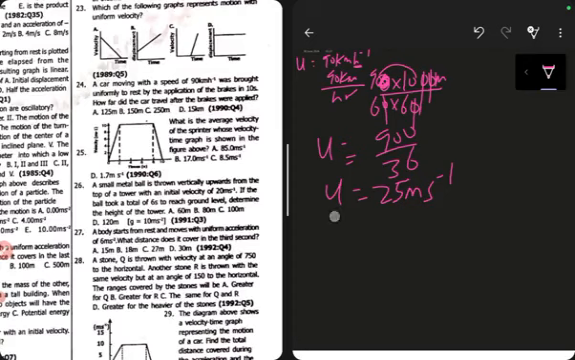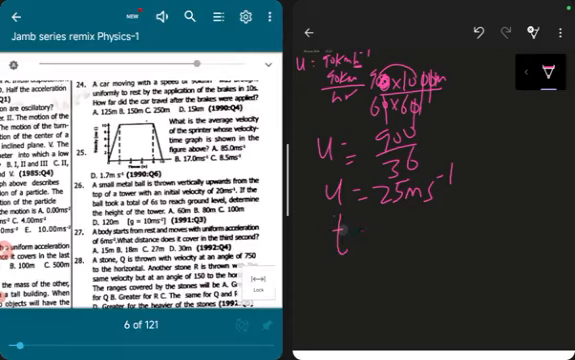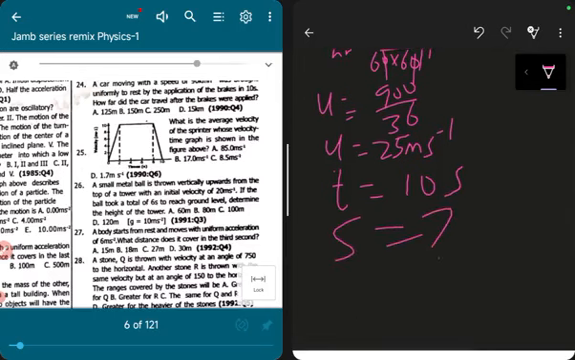That's question 24, please. So time is 10 seconds. How far did the car travel? That means we're looking for distance. How far is the distance before the brakes were applied? So who sees what we are to use here?